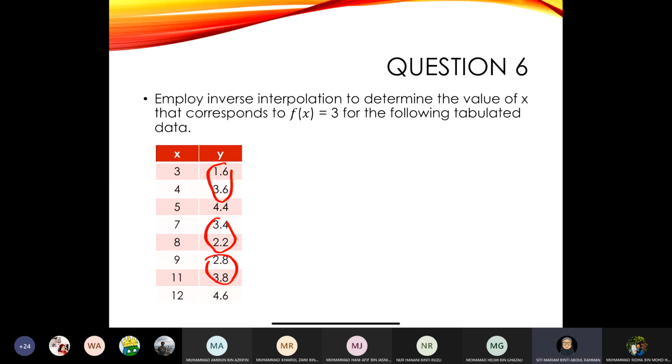Just to try the concept of inverse interpolation. So katakan tadi pakai Lagrange. So guna first order Lagrange. F1 equals L0 fx0 plus L1 fx1. So use the two values and then find the value of x when fx is equal to 3. Untuk salah satu je.